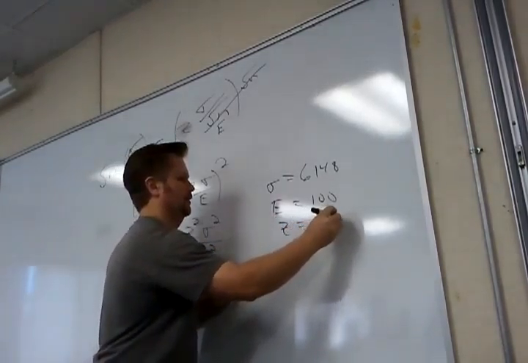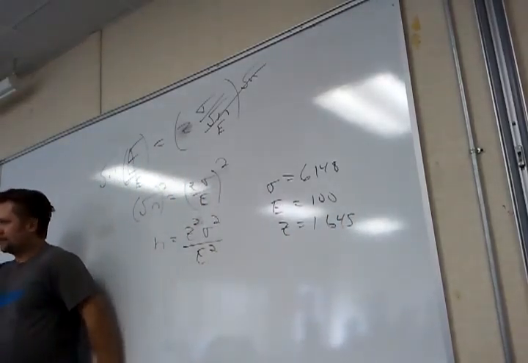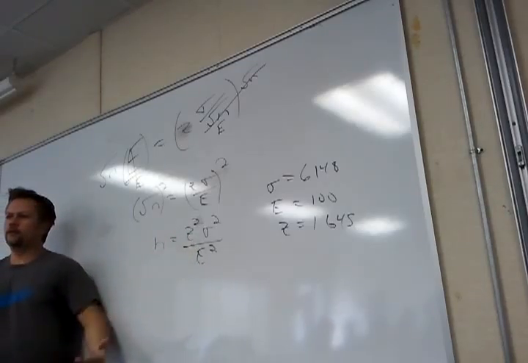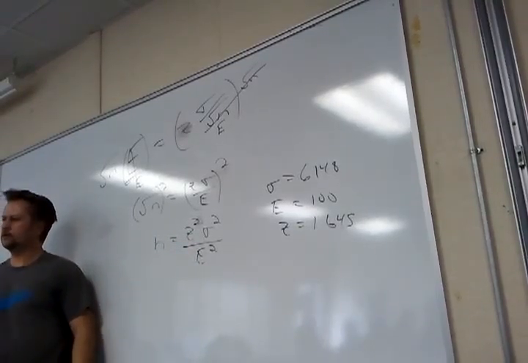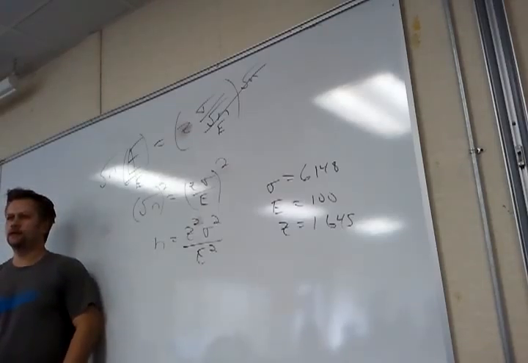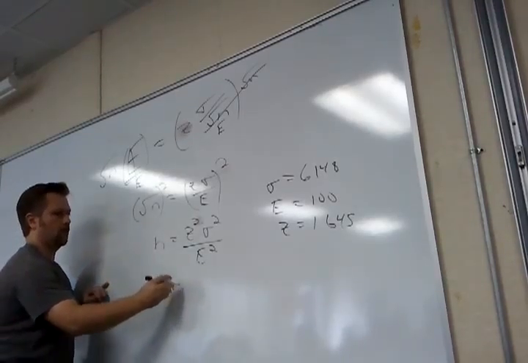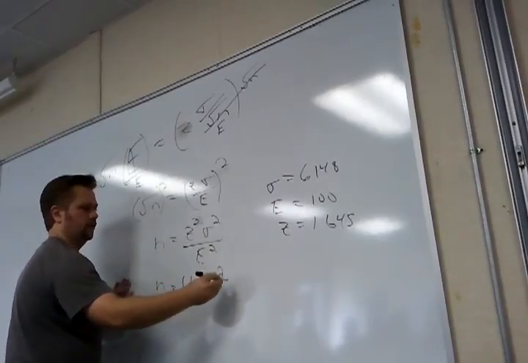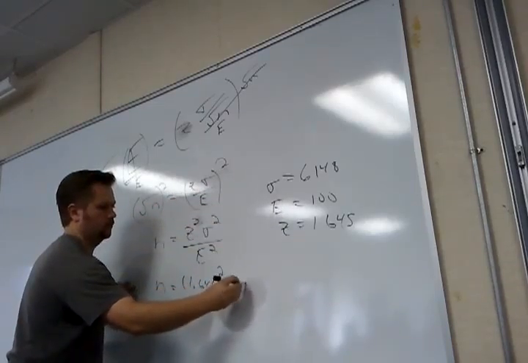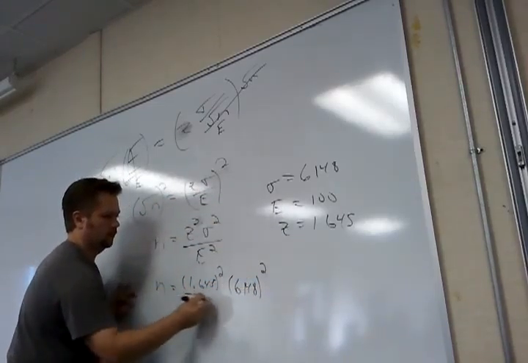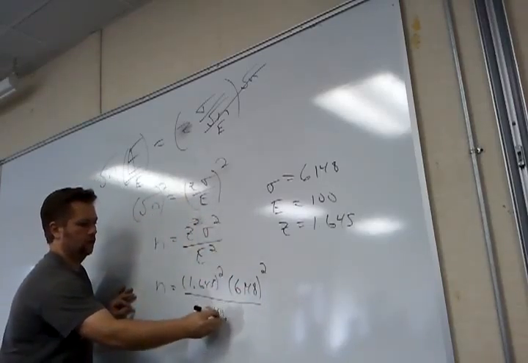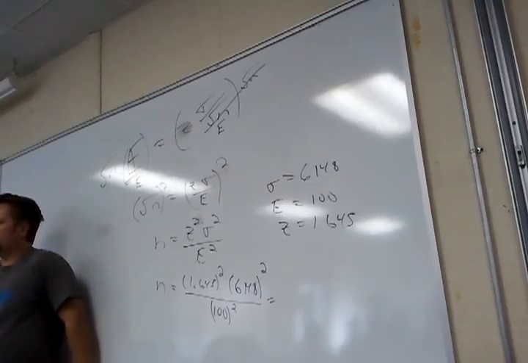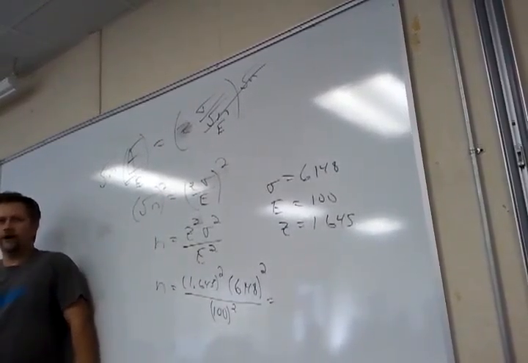1.645. Cool. You could see it coming. So now you just plug and check again. Right, so this is just purely a plug and check problem now. It's kind of nifty. So if I throw in there my z-score 1.645 squared, my standard deviation 6148 squared, and my error 100 squared, this is probably going to come out to be quite a lot.